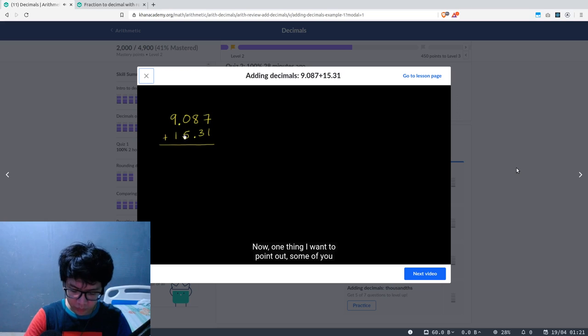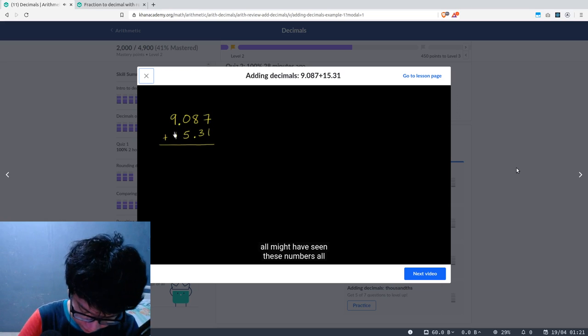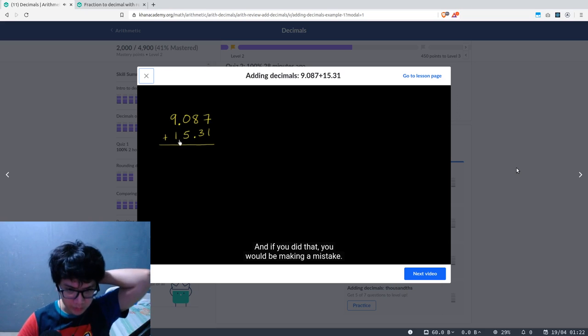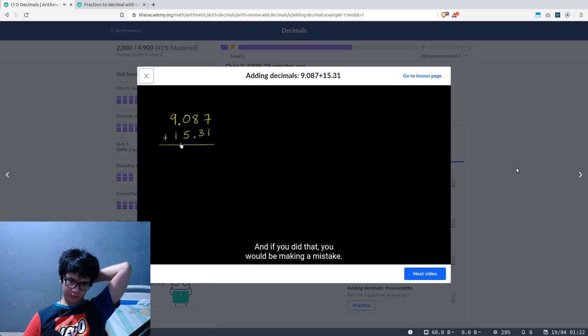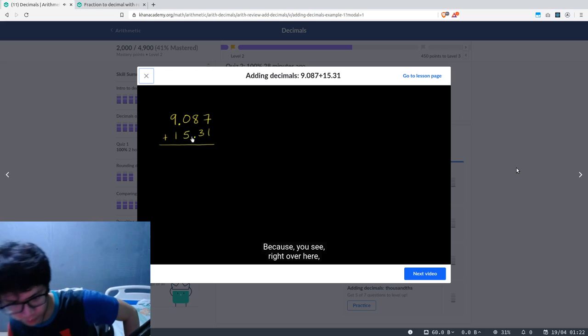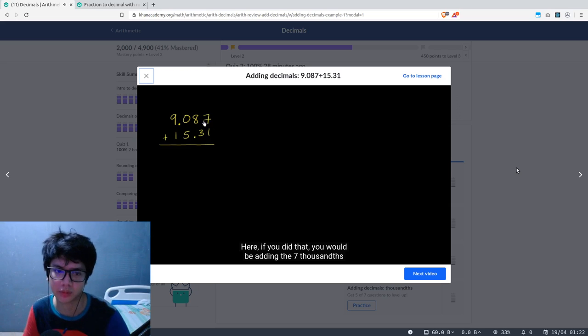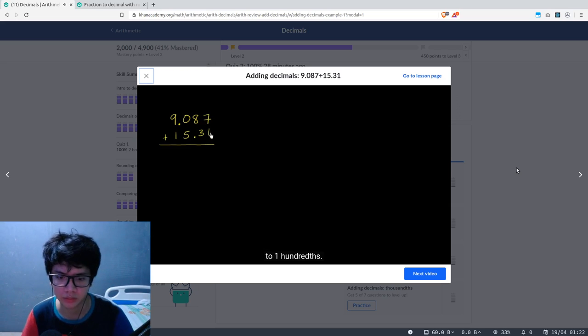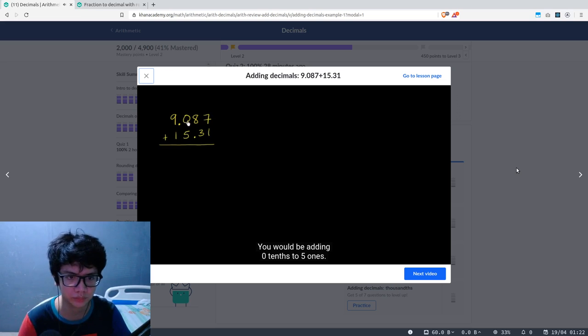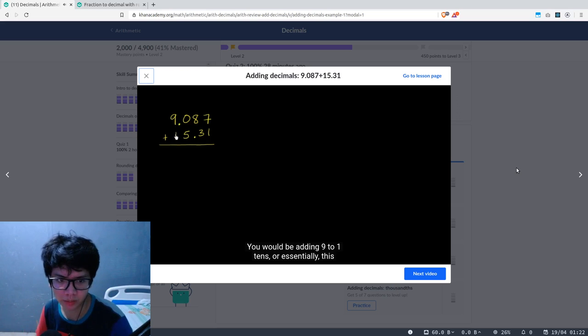Now, one thing I want to point out, some of you might see these numbers all lined up and immediately want to say, hey, 7 plus 1 is 8, and 8 plus 3 is 11, carry the 1, etc. And if you did that, you would be making a mistake. Because you see right over here, these decimals aren't lined up. If you did that, you would be adding the 7 thousandths to 100ths. You would be adding 0 tenths to 5 ones. You would be adding 9 to 1 tens, or essentially this is a 10 right over here. So the places would be all mixed up.